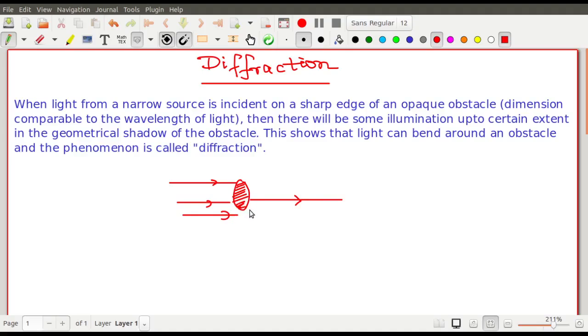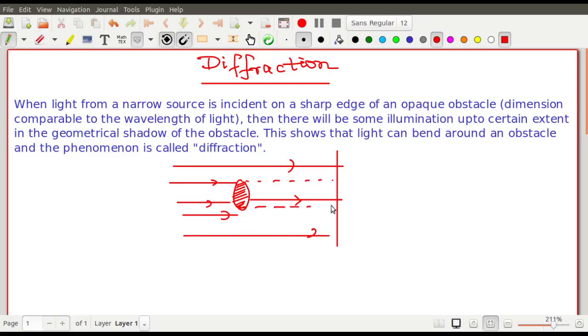If a plane wavefront is incident and this is the screen, you must have light everywhere except this particular region. You will get light at all regions, but you shouldn't have any light within this particular shade, which I call AB. From A to B there shouldn't be any light, because this is the obstacle in the system.